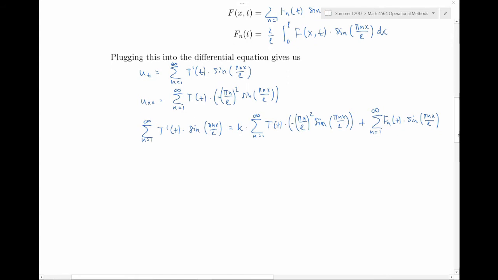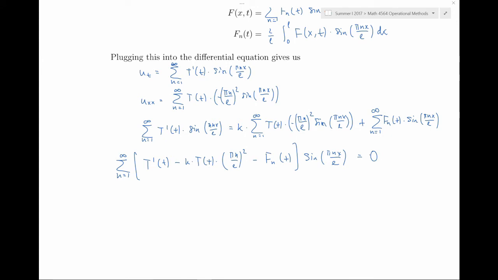So if I rearrange this, then this becomes a big sum as n goes from 1 to infinity of terms like T_n prime of t minus kappa times T_n of t times (pi n over L) squared minus f_n of t. The whole thing is multiplied by sine of pi n x over L. And since I moved all of the summation terms to the left, on the right I have only 0. So it seems like I have a summation of sines that adds up to a 0 function.